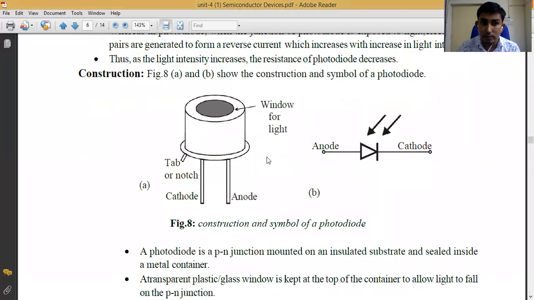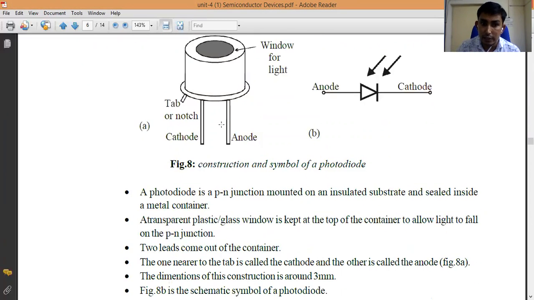Let's look at the construction. The construction is similar to our rectifier diode or PN junction diode. The photodiode is a PN junction diode mounted on an insulated substrate and sealed inside a metal container. Here we place a transparent plastic or glass, which is called a window, and which allows the light to fall on the junction.